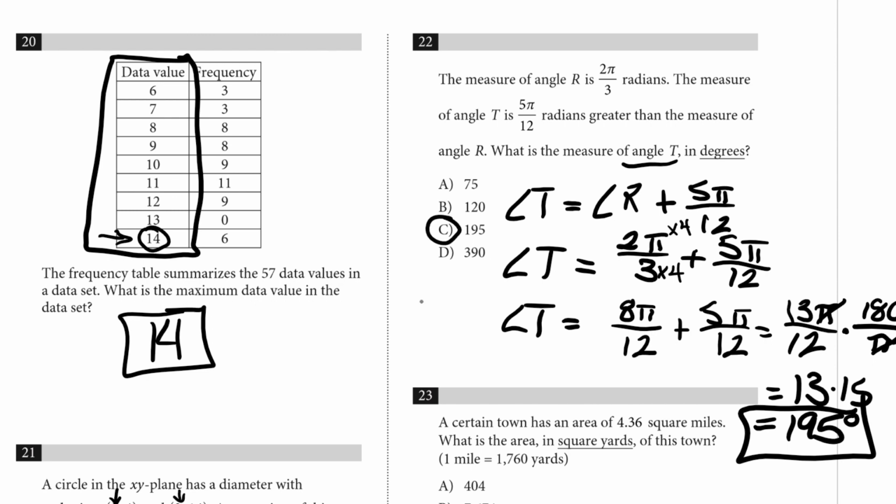You can also see that 13 pi over 12 is a little bit greater than just pi, which we know is 180 degrees. So you can look for which answer is a little bit above 180, which will be C.